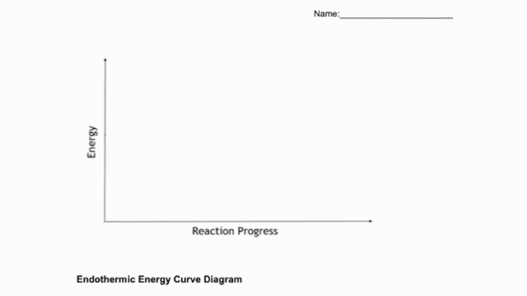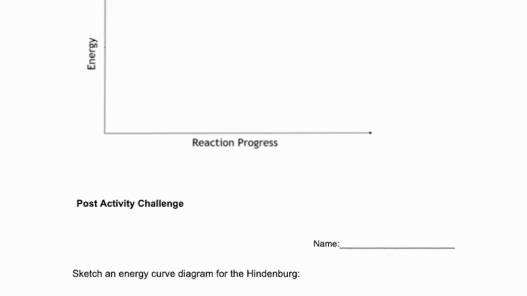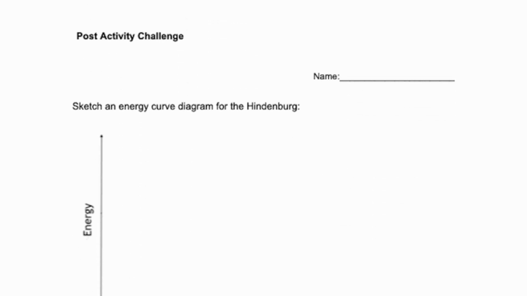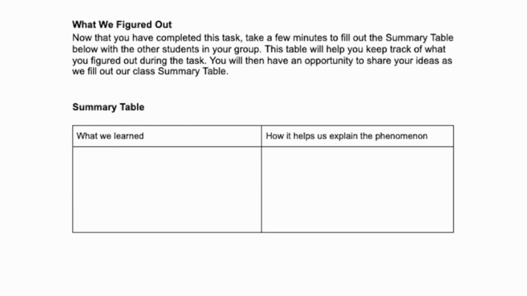A later part of this task challenges students to use representations, such as energy bar charts, to show how energy moves and transforms. These representations strengthen their ability to explain why the Hindenburg burned so quickly.